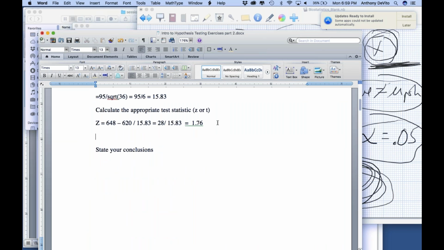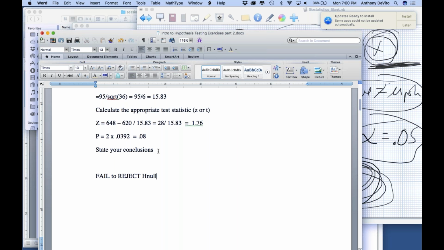So our p-value, our probability of being wrong, is equal to 2 times 0.0392, which is roughly equal to 0.088. So what's our conclusion here with regard to the null hypothesis? Can we reject the null hypothesis and say the two means are different? No, right? We fail to reject the null hypothesis.